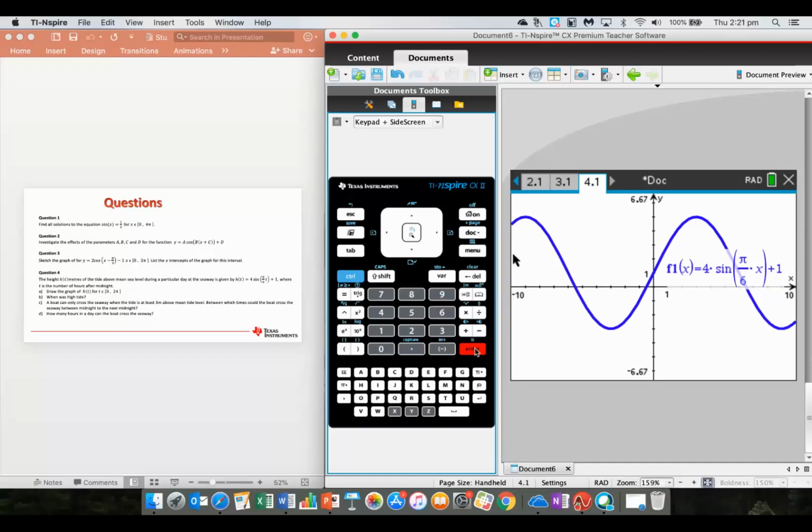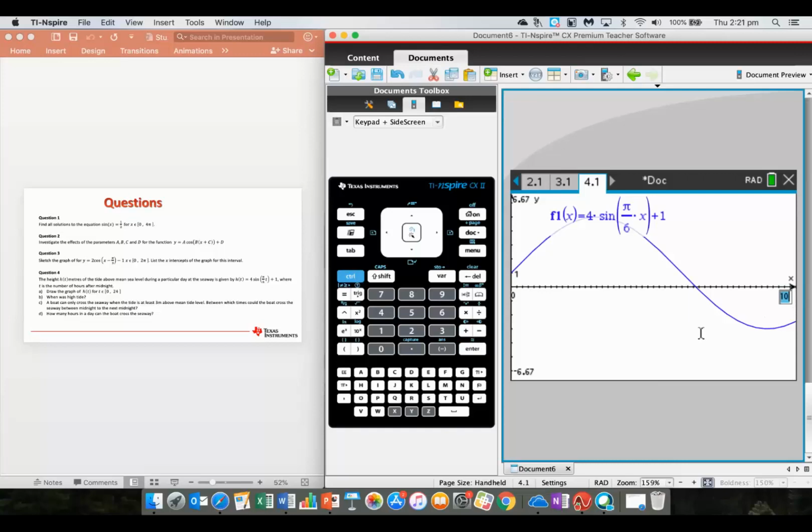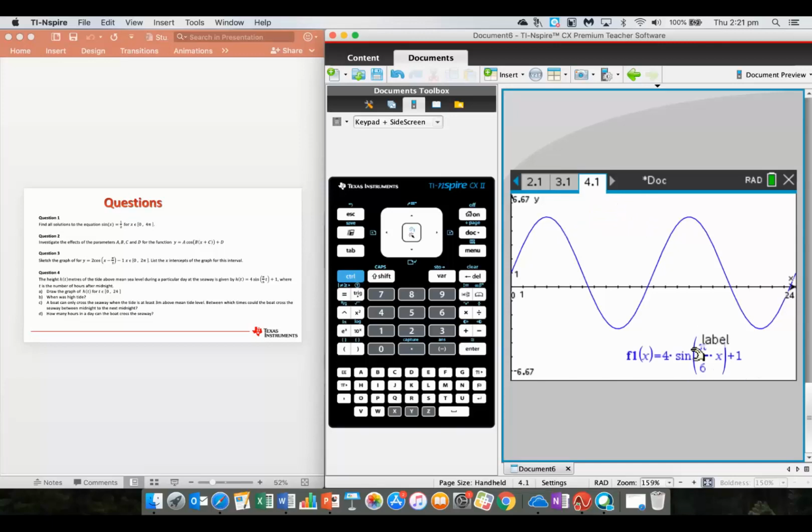Right, so here's my function that I'm looking at. The height of t is the height of the tide for 0 to 24, so for 24 hours. So my minimum x value is 0, so double click and change that to 0. Our maximum x value is 24, so I can see that the tide has 2 highs and 2 lows. So when was high tide? I need to find out when that high tide occurred.